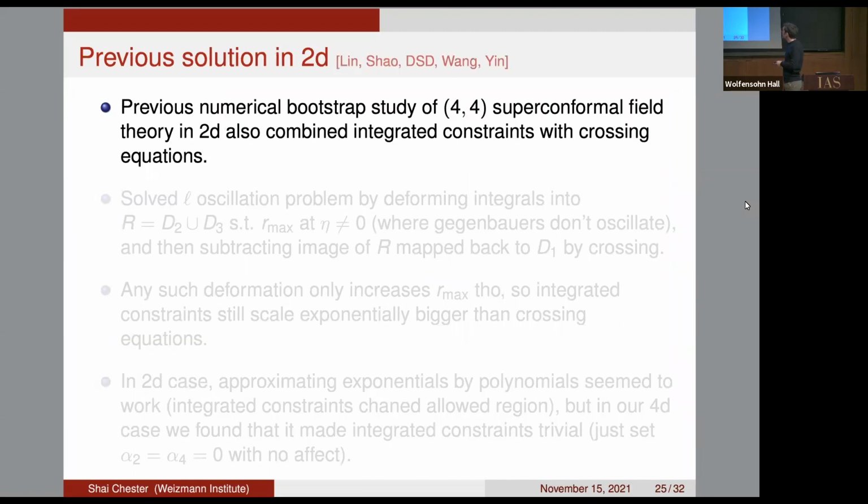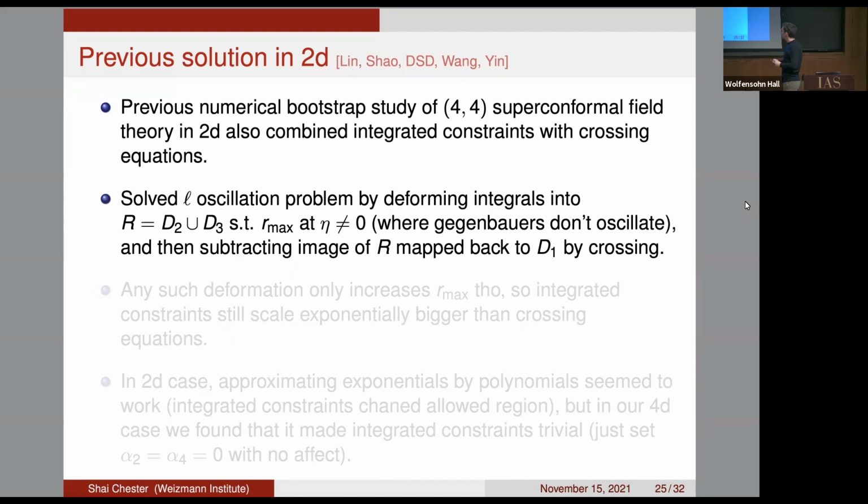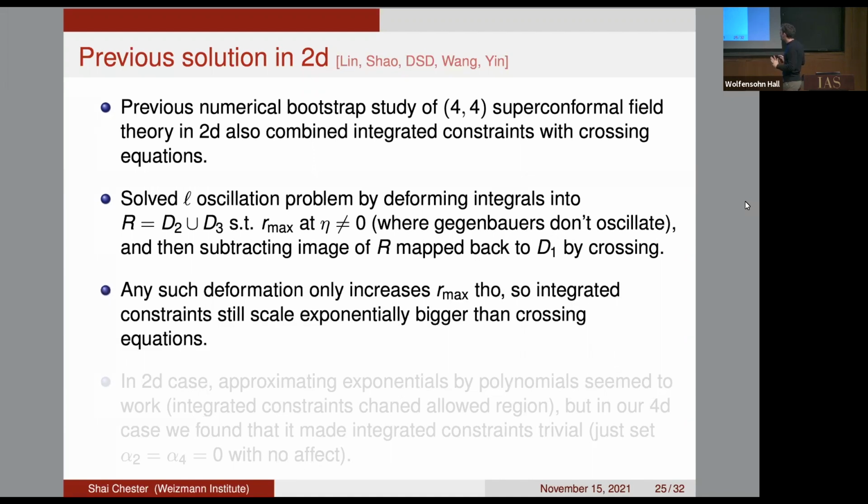I should note that there had been a previous study, in 2 dimensions for a certain supersymmetric theory, where they had also combined the numerical bootstrap with integrated constraints. In their case, the way they solved the oscillation in spin is that they deformed the regime of integration into some larger region, outside of just this one fundamental domain D1, such that the maximum for R is no longer delta equals 0, so the Gegenbauer no longer oscillated, and you didn't have oscillations anymore. The problem with that solution is that this made R max even bigger. And so that means the exponential scaling for the integrated constraints was even more different than the crossing equations.